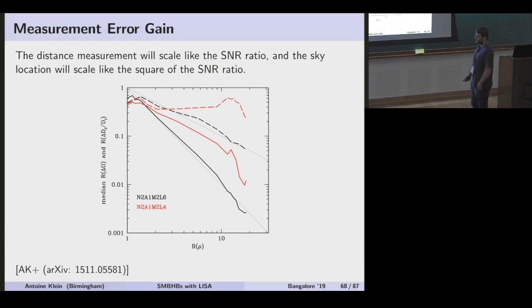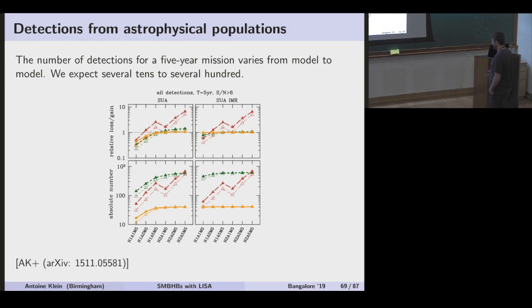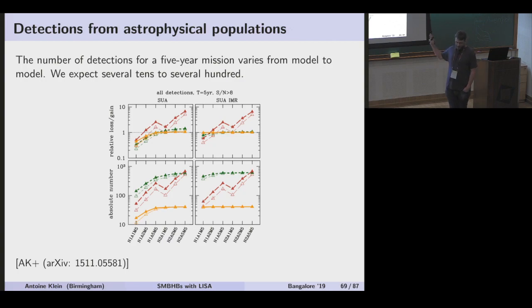Right. So we use those results to rescale what we found from our Fisher matrix study of the parameter estimation of the binary parameters. So first, how many detections did we get from all these mergers? This plot contains a lot of information. Not all of it is relevant.